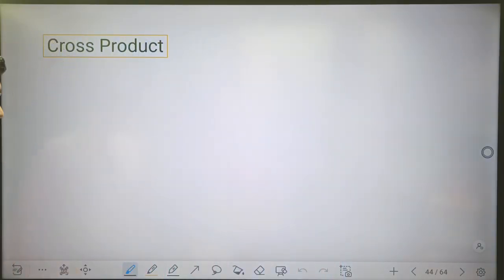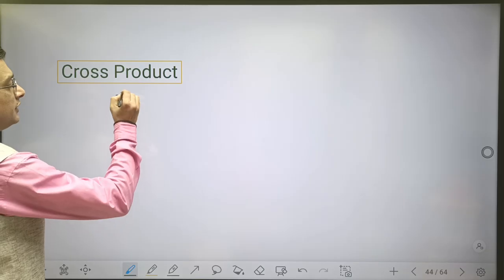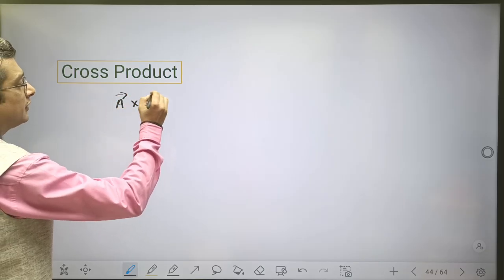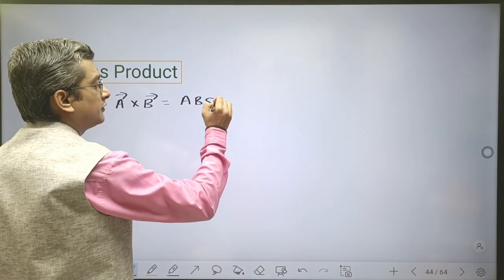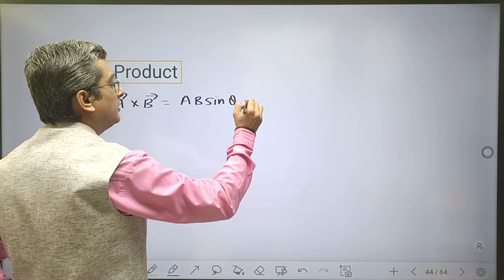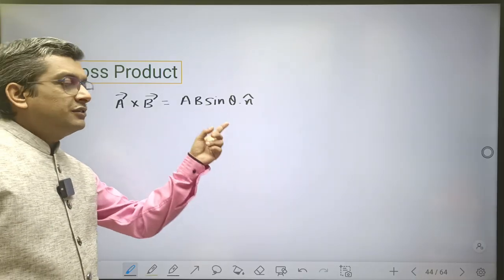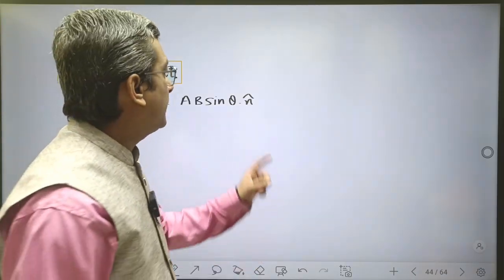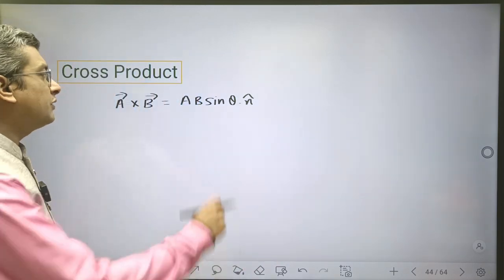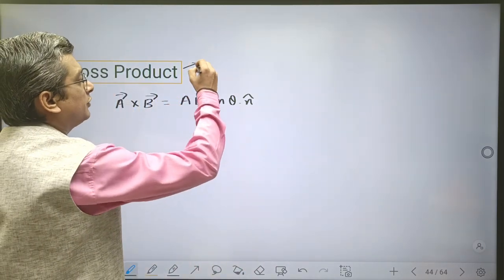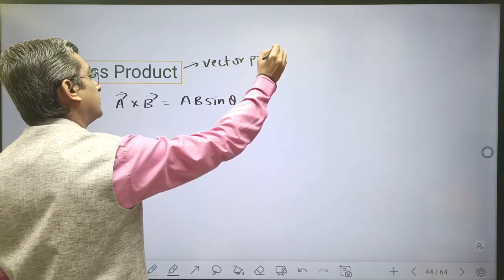Now cross product. Second product of vector is, that is cross product, and this is given by a vector cross b vector, magnitude of first vector into magnitude of second vector, then sine of angle between them, and n cap. Since this value AB sine theta is having magnitude and n cap is providing or giving direction to this magnitude, so whatever result we are getting, it is a vector quantity because of this n cap. That's why this is also known as vector product.